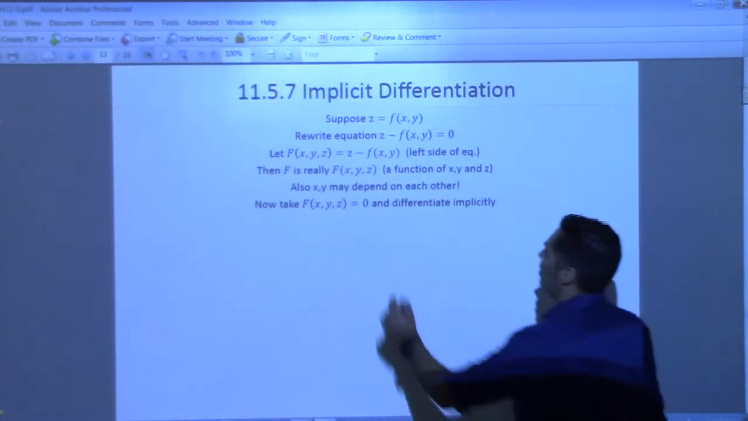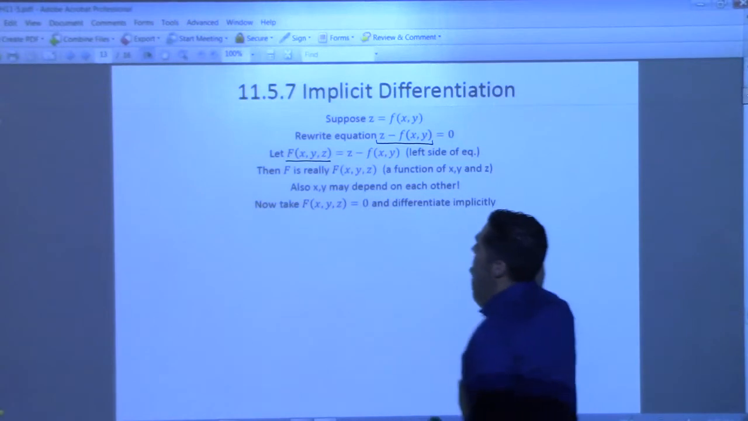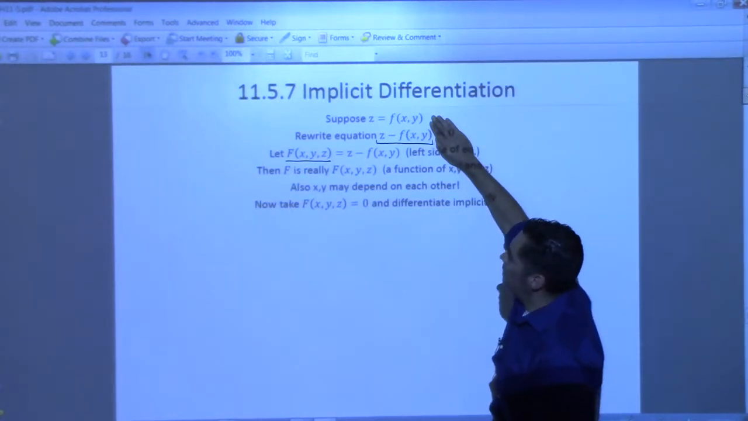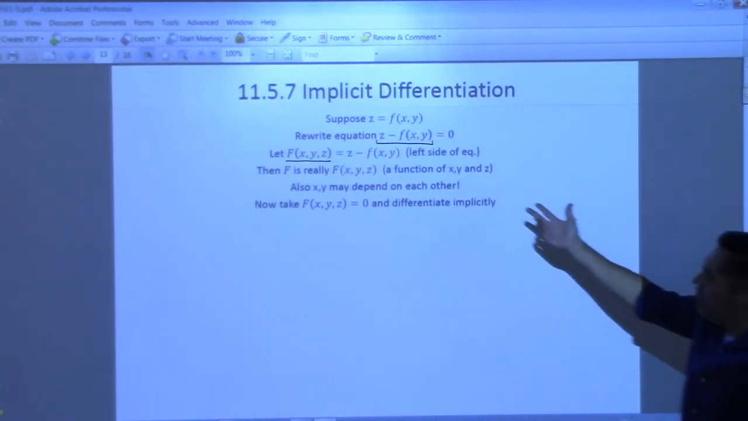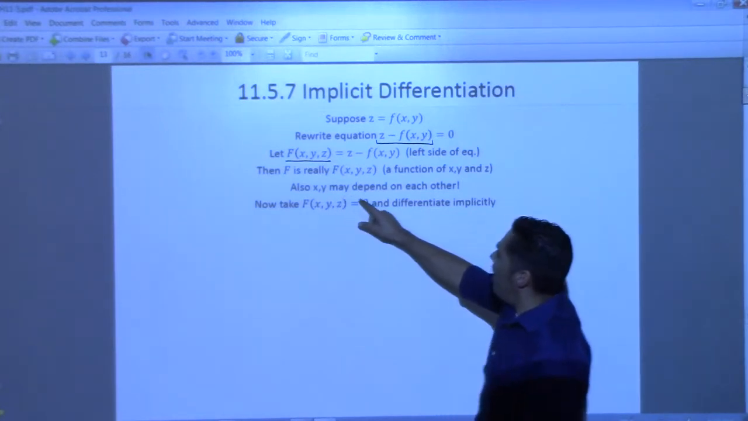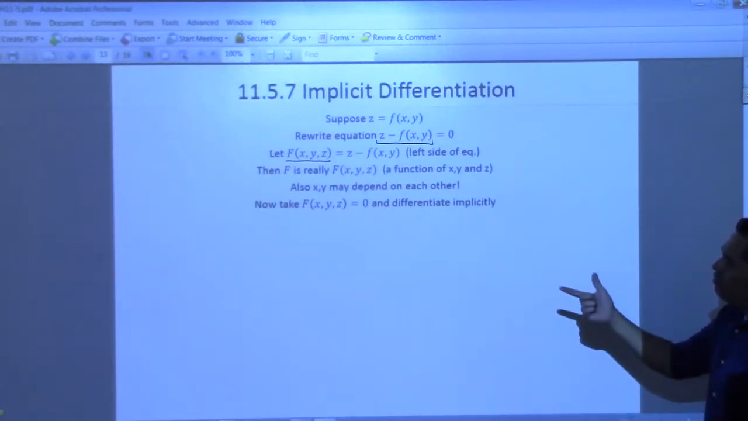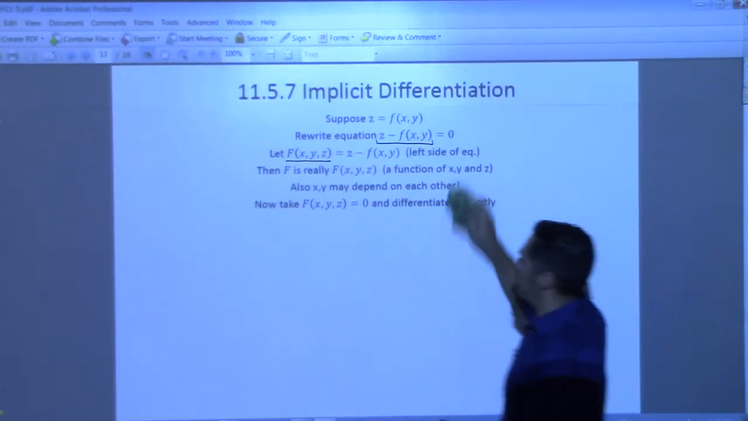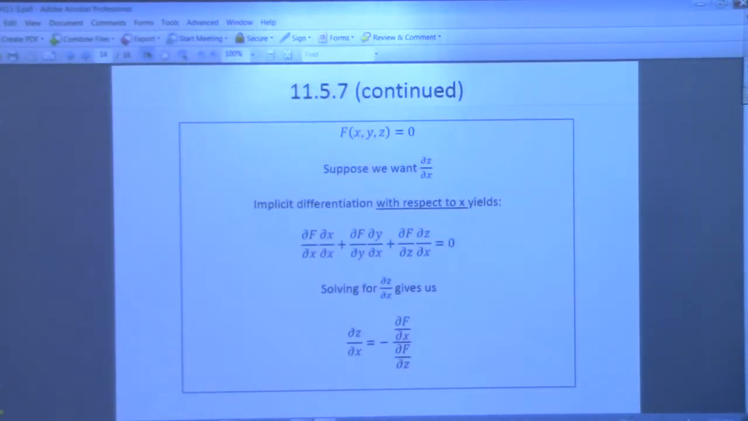And so if I define this left side to be capital F of x, y, z, then you can look at the left side of that as being a function of three variables. I'm calling it capital F. So capital F is now defined to be the left side of this, then F is really a function of 3 variables. Also, x and y may depend on each other. So we're going to set up this equation and differentiate implicitly. Just follow me through on this, all right? I think I'm showing this to you, you're probably freaking out when you first see it. But we're going to differentiate implicitly.